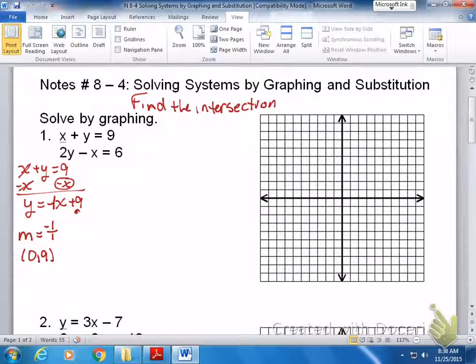So I'm going to go ahead over and go to 0, 9. I'm going to start my points. 1, 2, 3, 4, 5, 6, 7, 8, 9. So there's our first point. And since our slope is negative, it's going to go down and to the right. That's down 1, right 1.